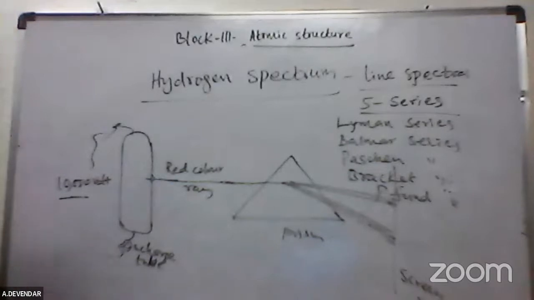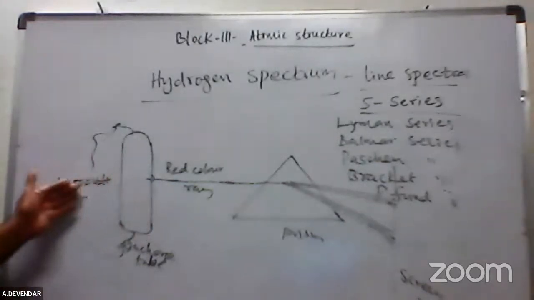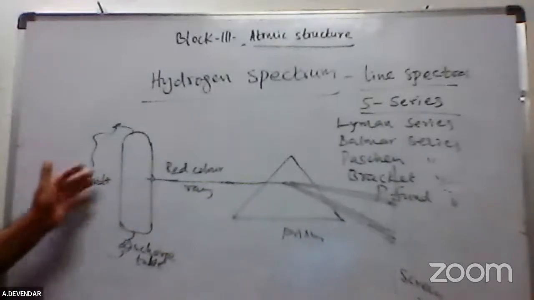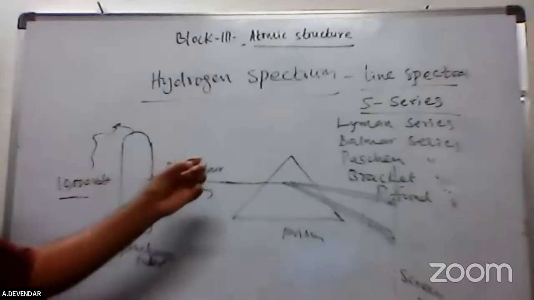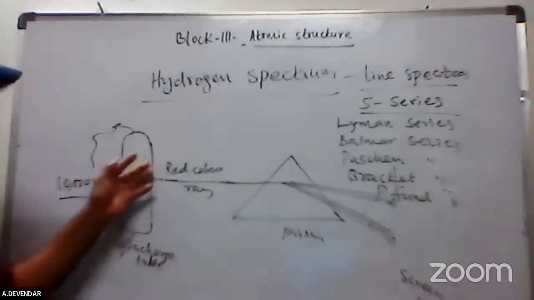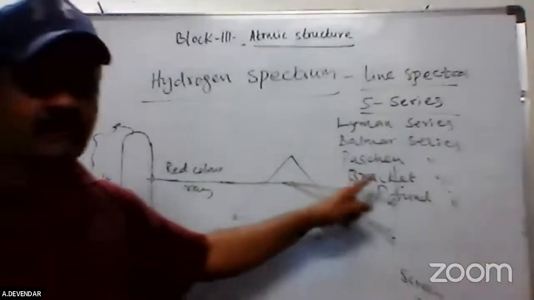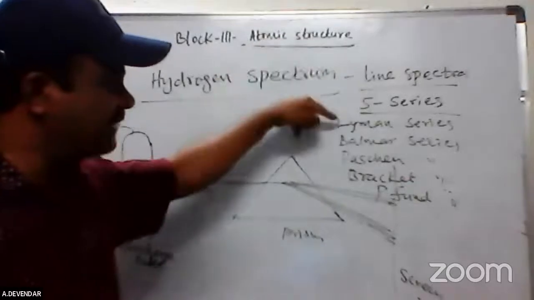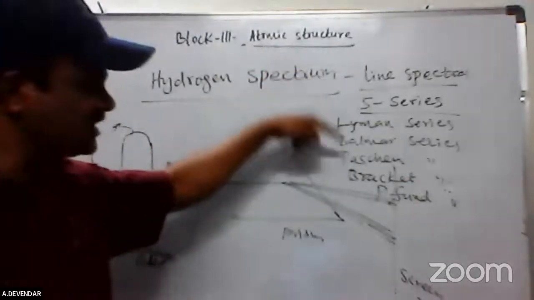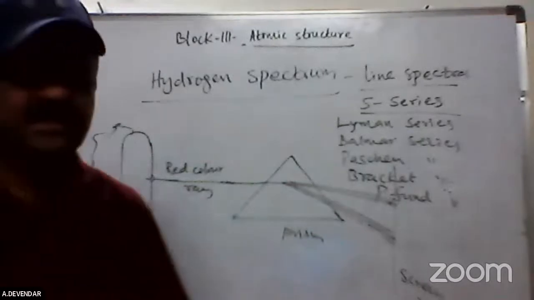So for the hydrogen spectrum, the gas is filled in the discharge tube and heated by passing electricity at 10,000 volts. You get a red color ray, that means red color gas is coming out. This ray falls on a prism and is split into several component lines. These lines are classified into 5 series: Lyman, Balmer, Paschen, Brackett and Pfund series. The hydrogen spectrum consists of 5 series.